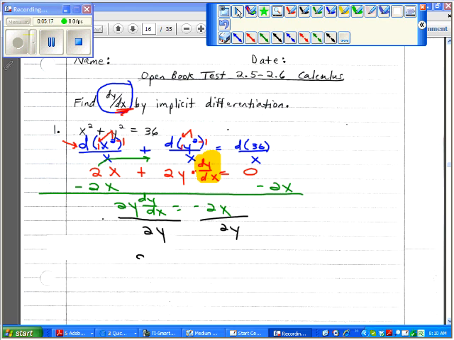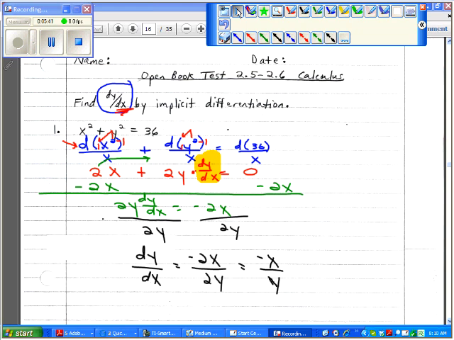We're going to divide both sides by 2y, and we get dy dx is equal to negative 2x over 2y, which will reduce to negative x over y. So this is the derivative of y with respect to x, and it was calculated explicitly.